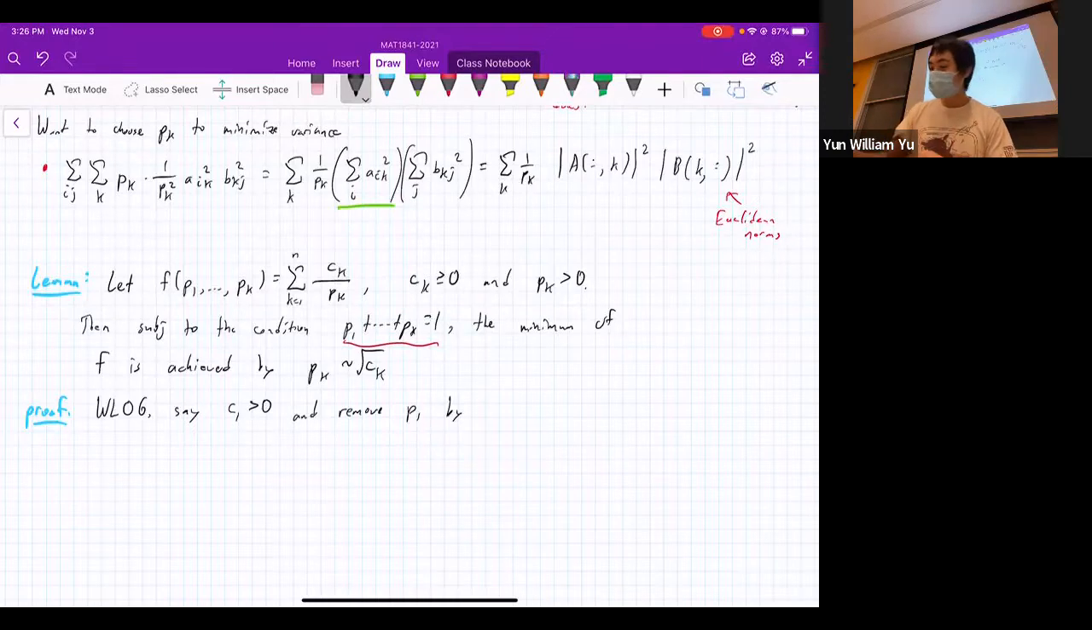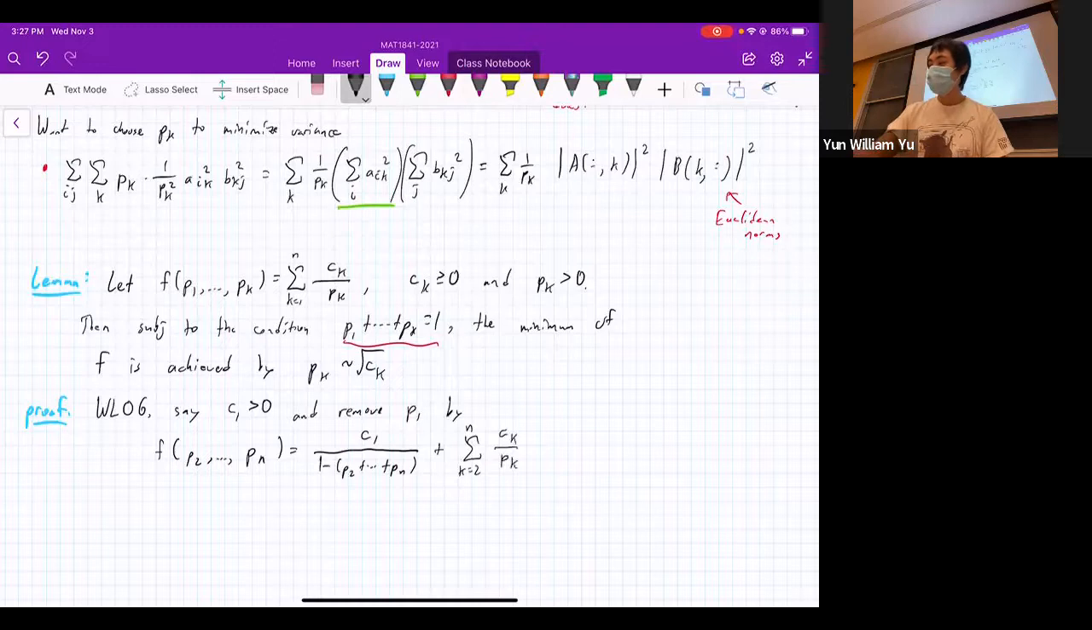So then we'll set some, this is really some f tilde, but I'm just going to call it f to make life easier. So f of p2 through pn is going to be equal to, well, plug that in. It's going to be c1 over 1 minus the sum of p2 through pn, plus the sum over k equal 2 to n of ck over pk. So note that we now have an unconstrained optimization.